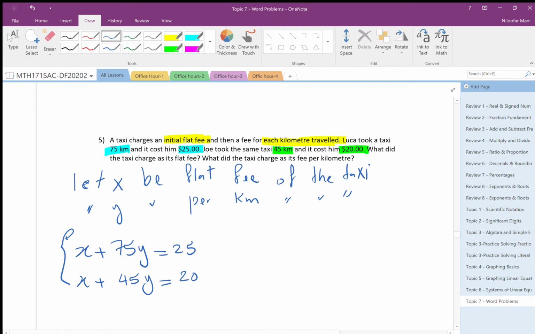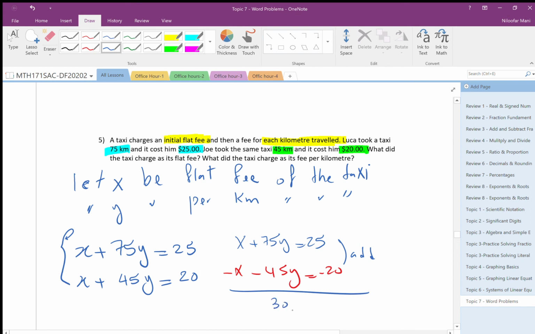Okay, so I have x plus 75y equals 25, and x plus 45y equals 20, and I subtract them because I want to remove x. When I subtract them, I have 30y equals 5, and y is 5 divided by 30. Which is 1 over 6. Okay? What is y? Per kilometer, 1 over 6. $1 over 6.